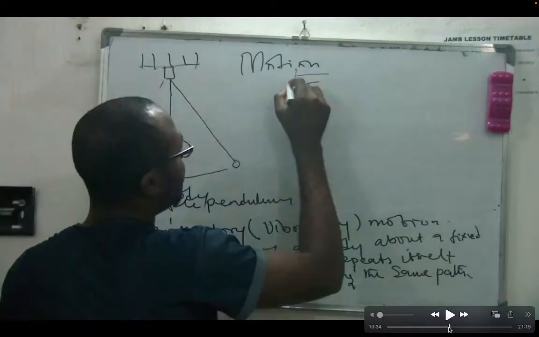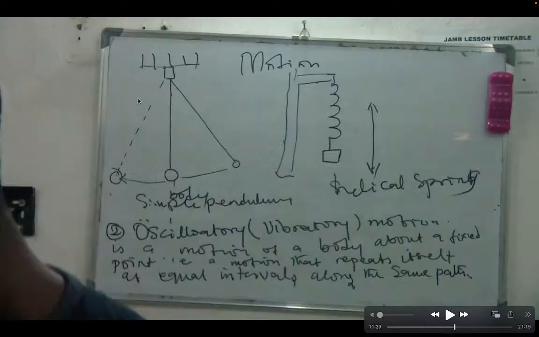Okay, so you can see them diagrammatically here. This is a typical simple pendulum. It has a ball connected to this long rope. So you tap it, it moves front and back. This is a simple pendulum. Then this is a typical helical spring. You can see the helical spring and you can see the load that is attached. Once you tap this load, you are going to observe an up and down motion of the spring. That is another good example of oscillatory motion. Okay, let's move forward.